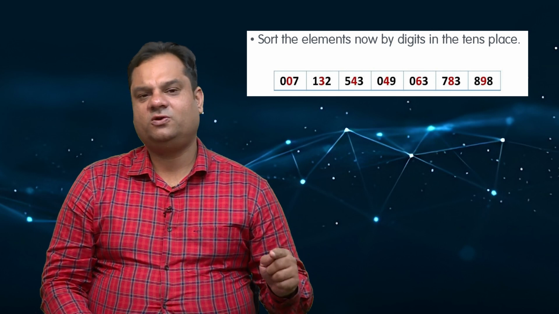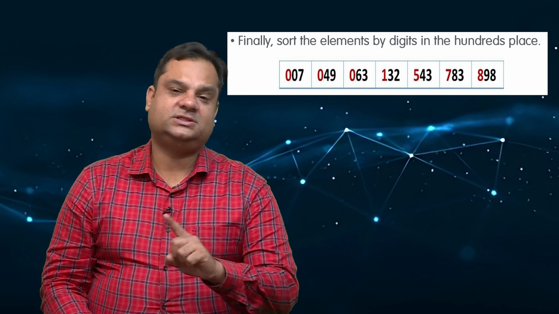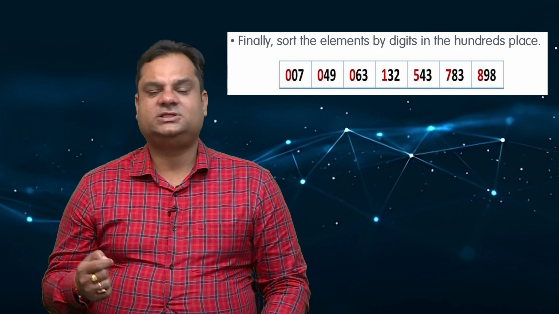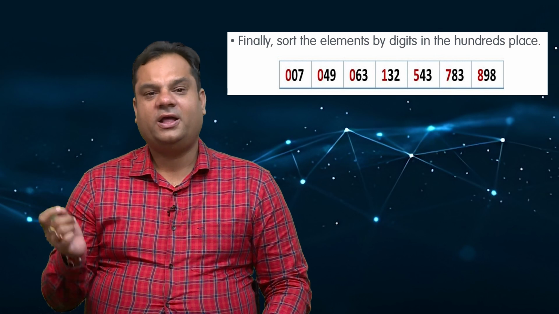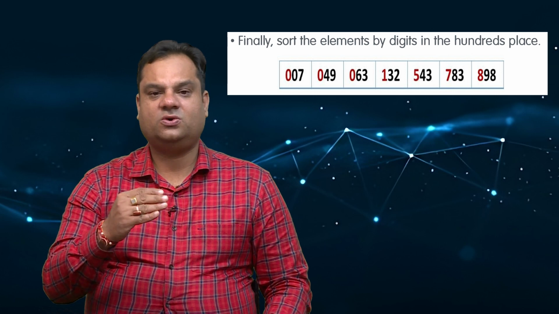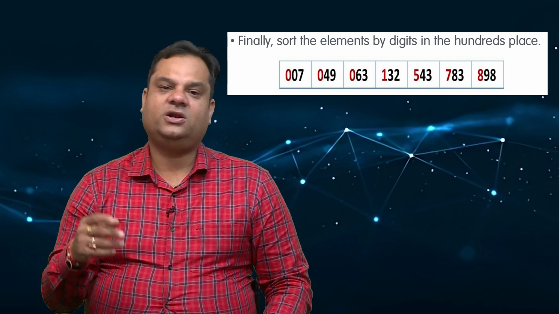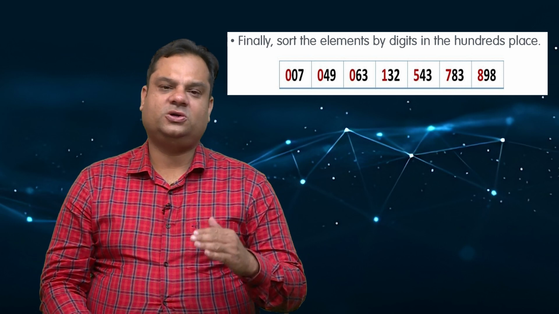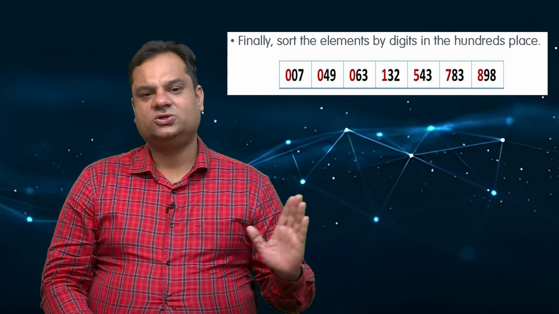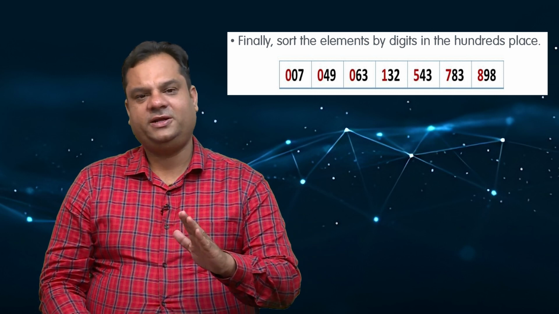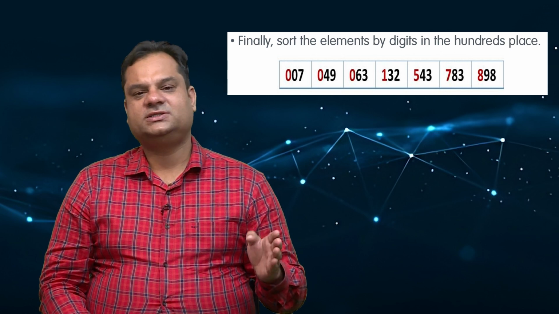Now this output will be the input for the third table. Here we focus on the last digit, the hundreds place value, and this is our last loop also. So we rearrange the hundreds place data as 0, 0, 0, 1, 5, 7, 8. Now take all the prefix and postfix values and arrange your data, and the final output of this hundreds place data is 007, 049, 063, 132, 543, 783, and the last one is 898.